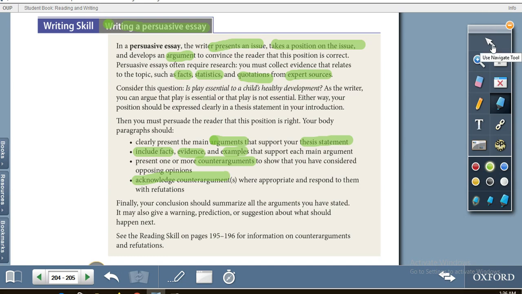So a counter argument is an argument against the writer's thesis statement. The writer gives an argument, and the counter argument is against the writer's argument. Counter means opposite.